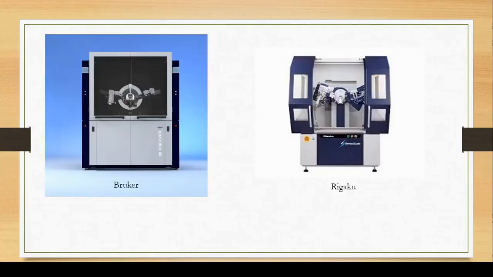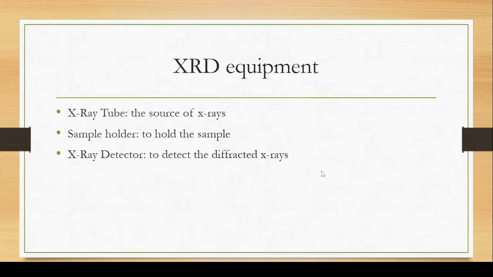From here, you can see what it looks like. These are two companies that make X-ray diffractometers, Bruker and Rigaku. From here, we can discuss what the equipment is. Generally, there are three main components: an X-ray source, like an X-ray tube for example, a sample holder, and an X-ray detector.